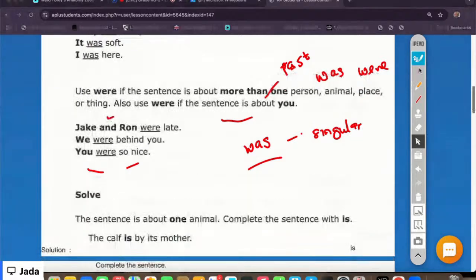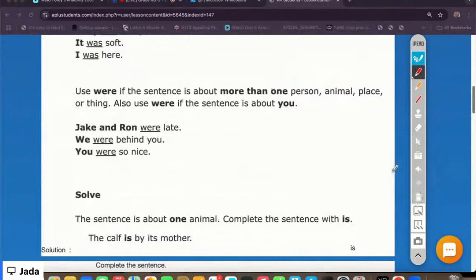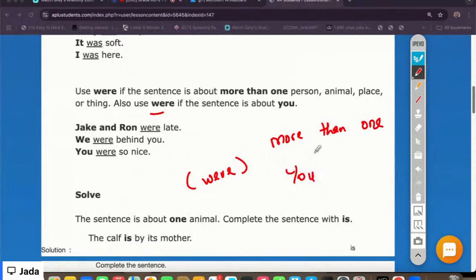And then you would use were if the sentence is about more than one. So if you have more than one, you would use were. So also use were if the sentence is about you. So if the sentence is starting with you, you would use were. Jake and Ron were late. We were behind you. You were so nice. Alright, so you have to take note of the past and the present.